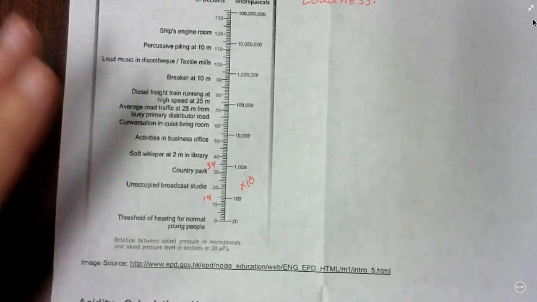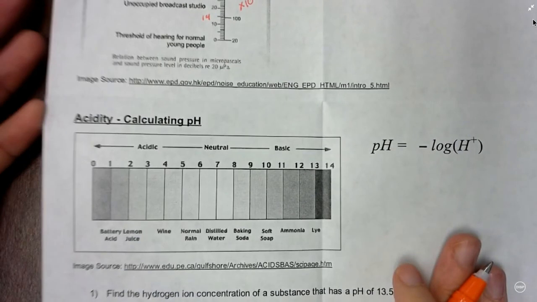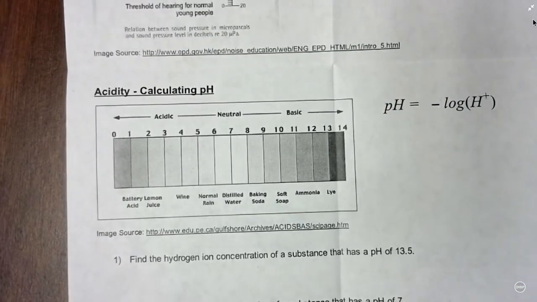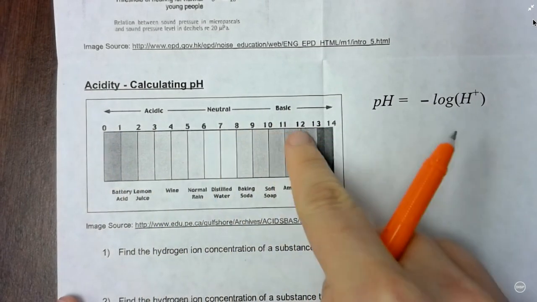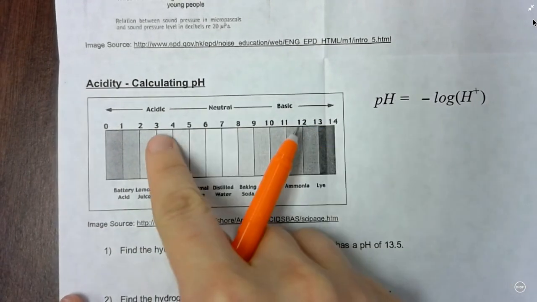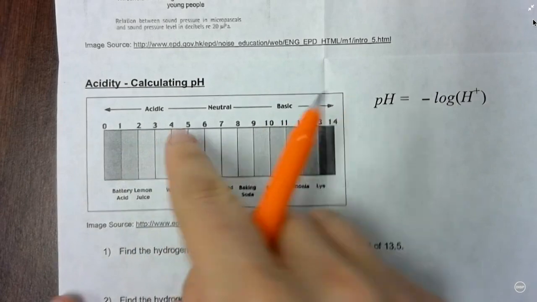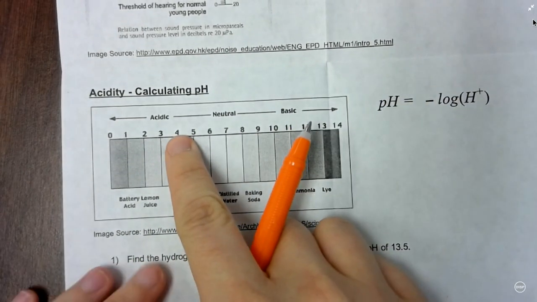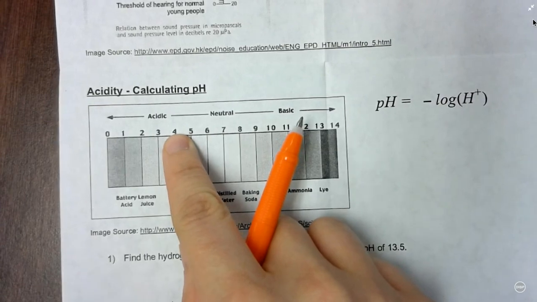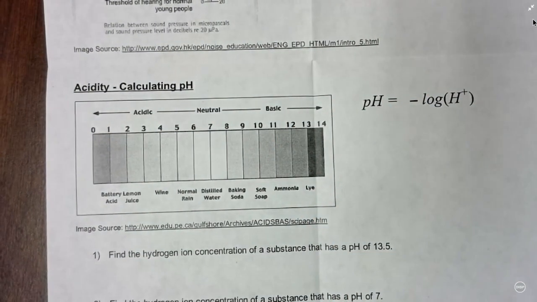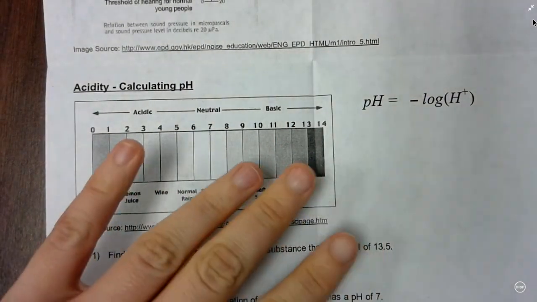So the example that we're actually going to be doing calculations with is pH, so the acidity of a substance. And you've got your pH, which is basically the negative power of 10. So if something has a pH of 4, that means 10 to the negative 4th power is your concentration of hydrogen ions. So let's actually go over the formula.